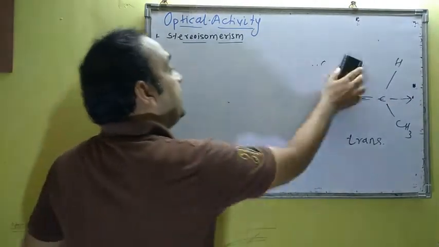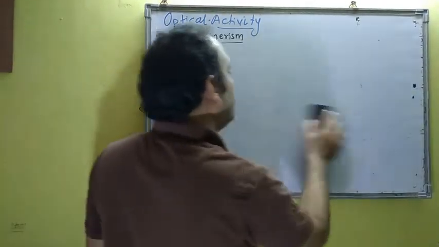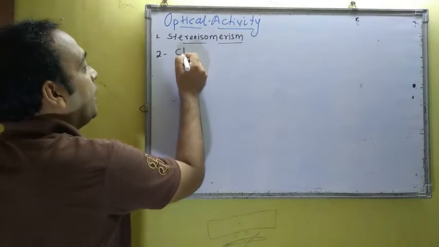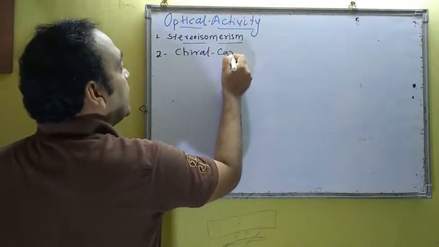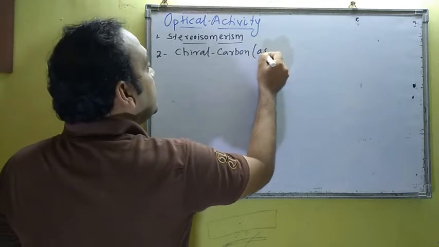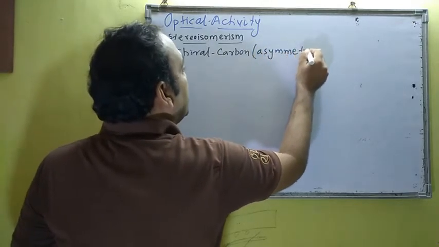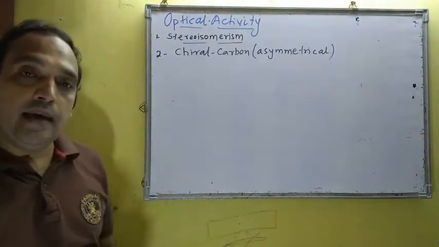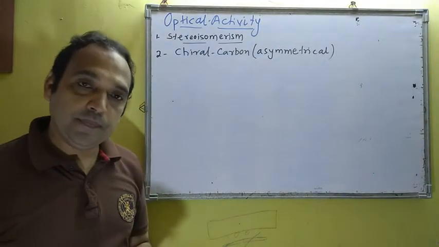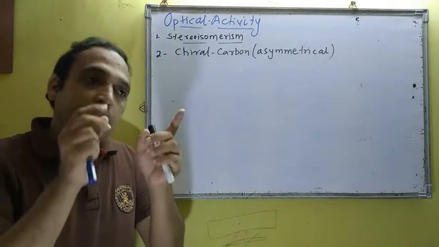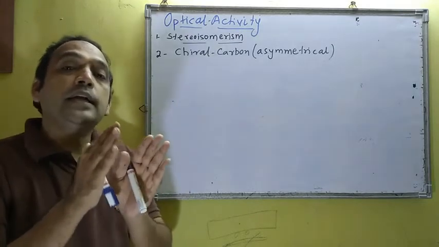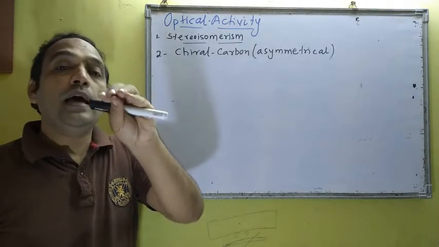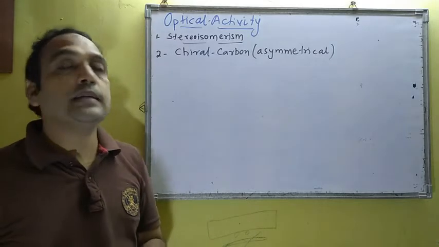For optical activity, the important concept we have to discuss is the chiral carbon. After stereoisomers, our next point is chiral carbon, or we can say asymmetric carbon. Now what is a chiral carbon? A carbon in a molecule which has a different attachment of groups or atoms around it is called a chiral carbon.